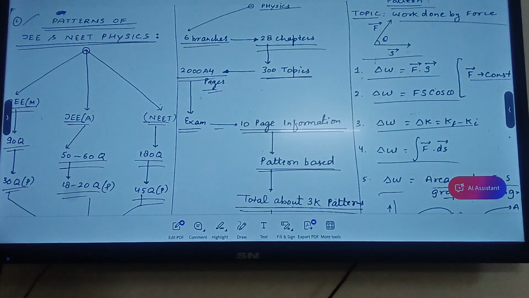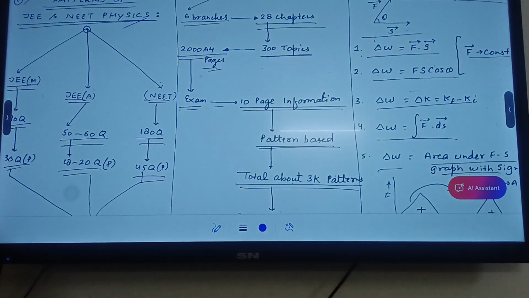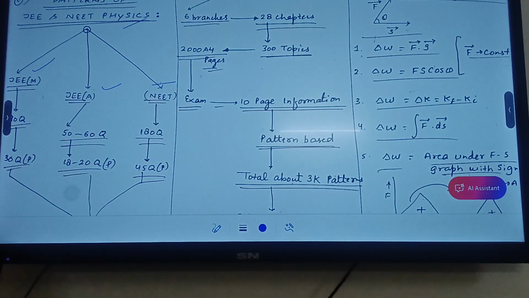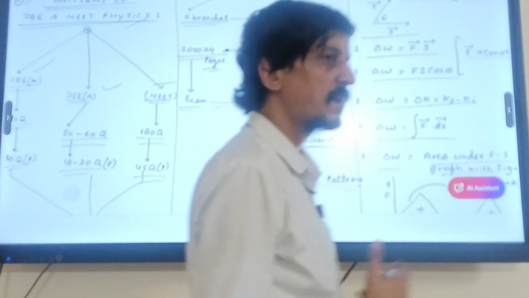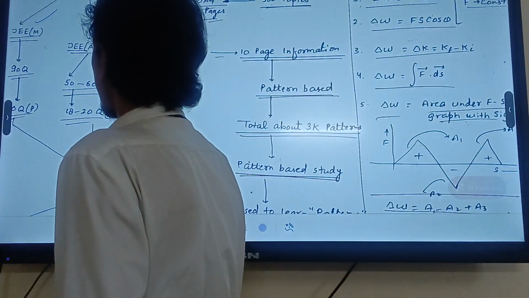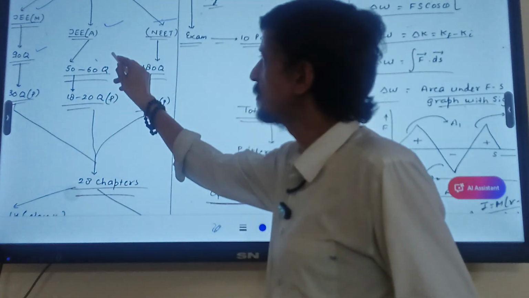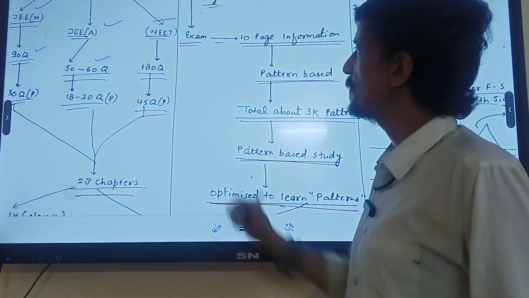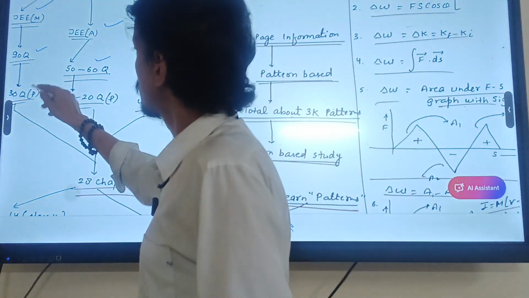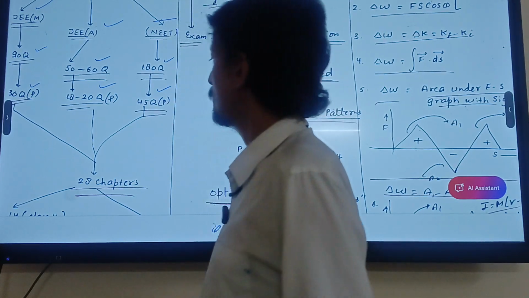So the first thing here, the topic of discussion, is patterns of JEE and NEET physics. Broadly we can categorize the exams into JEE Main, JEE Advanced and NEET. First of all, let's see the pattern of the exam, the number of questions. As far as JEE Main is concerned, there are 90 questions. In JEE Advanced, it varies every year, between 50 to 60. And in NEET, there are 180 questions. In physics, 30 questions in JEE Main, 18 to 20 in JEE Advanced, and 45 questions in NEET.